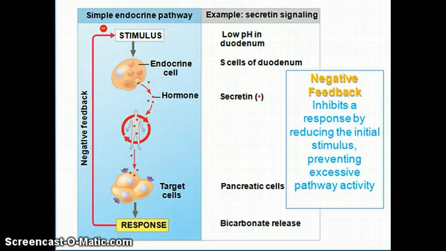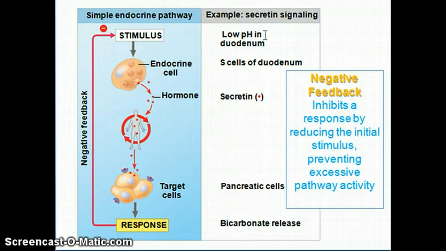So let's look at a specific example here. If we have a simple endocrine pathway, we have here where the set point should be. And when we get, for example, this example would be with secretin. So, for example, when acids from the stomach are released into the duodenum, that lowers the pH in the duodenum.